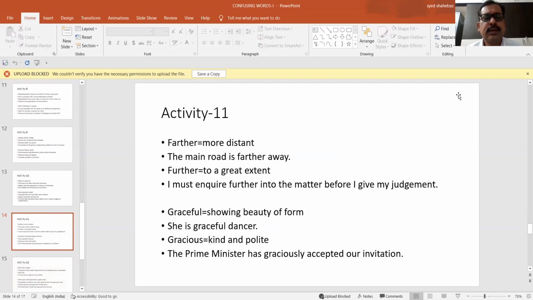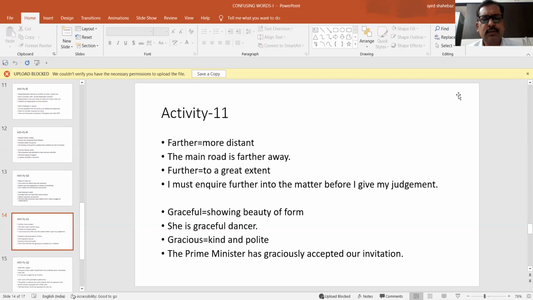The next word is farther. Farther means more distant. The main road is farther away. A word related to distance, a long distance. The second word is further, to a great extent. I must inquire further into the matter before I give my judgment. Further means to the great extent. Further means to the next level. I must inquire into the next level.